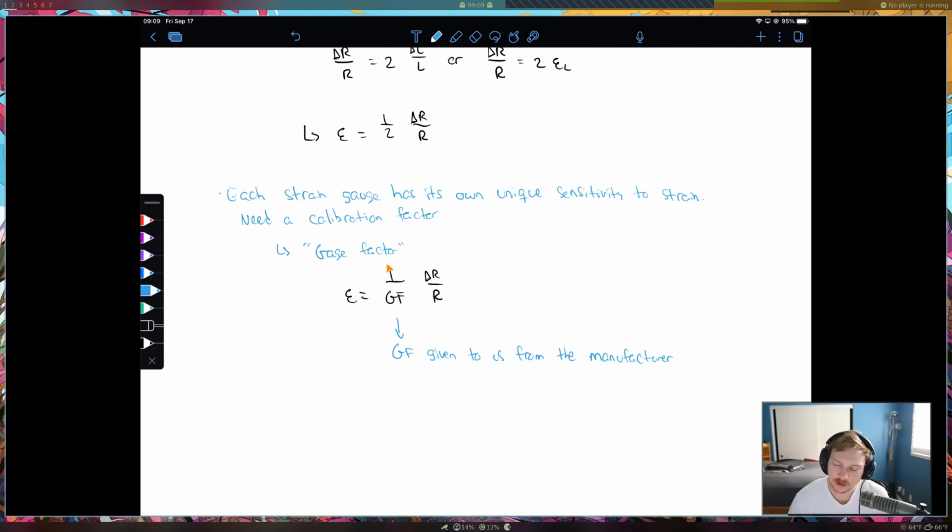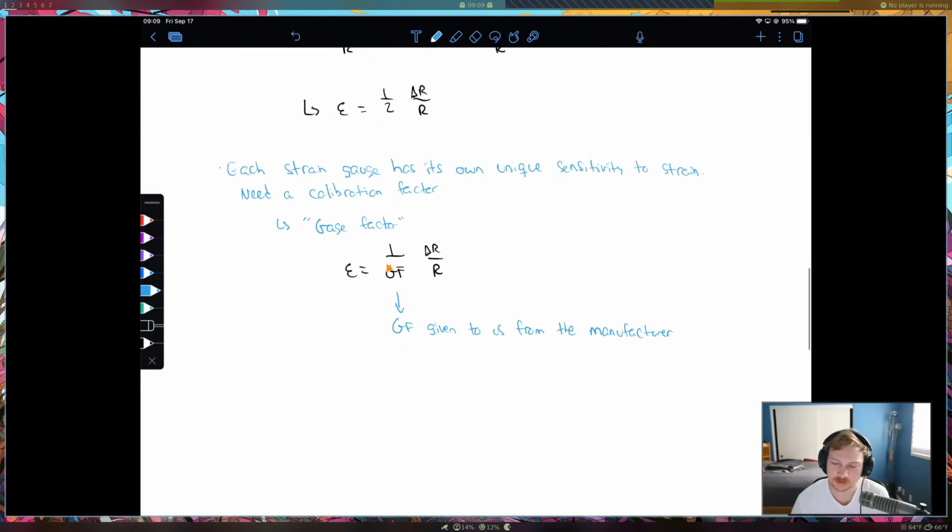Okay, and this is not implying that one strain gauge is necessarily better than another. It's just that each strain gauge has its own unique sensitivity to strain. So because of that, our gauge factor is going to be different, because the change in resistance for each strain gauge is different. So they're still going to measure strain the same, but they just have to be calibrated, right? That's it. So usually the gauge factor is around 2. For us, the gauge factor is 2.14.